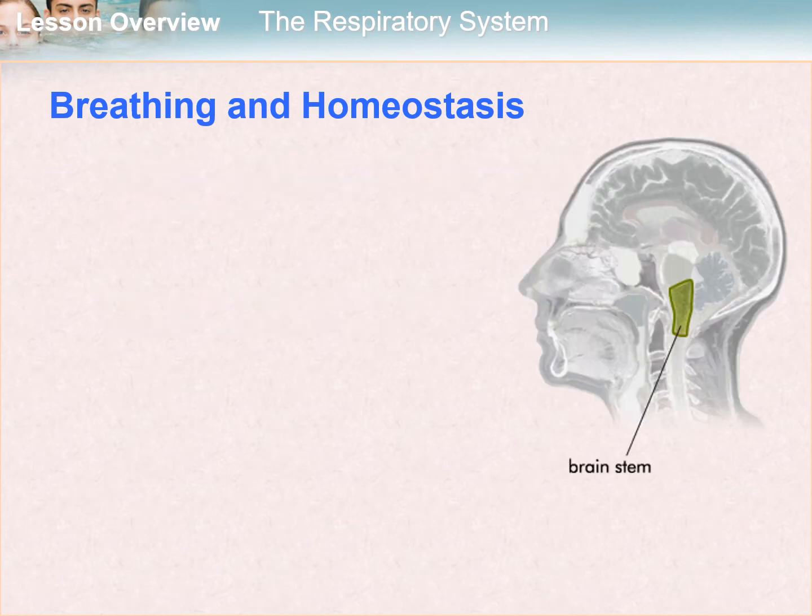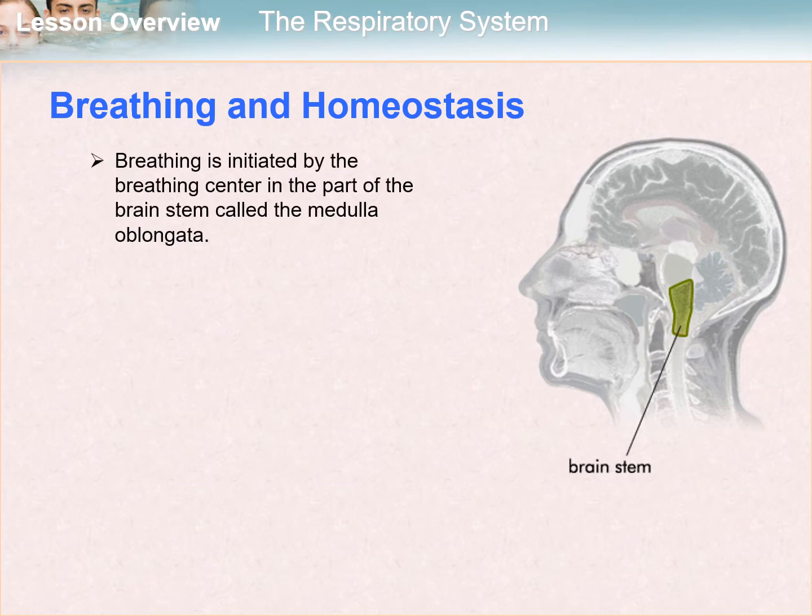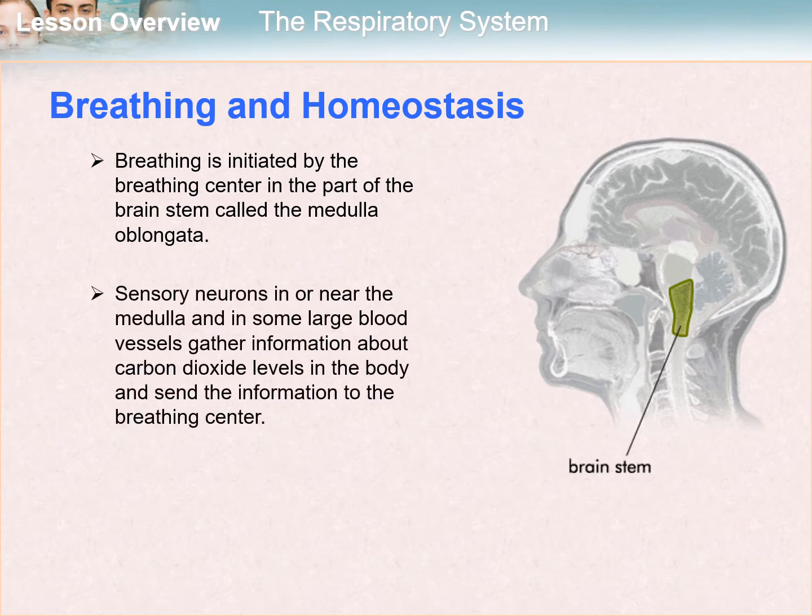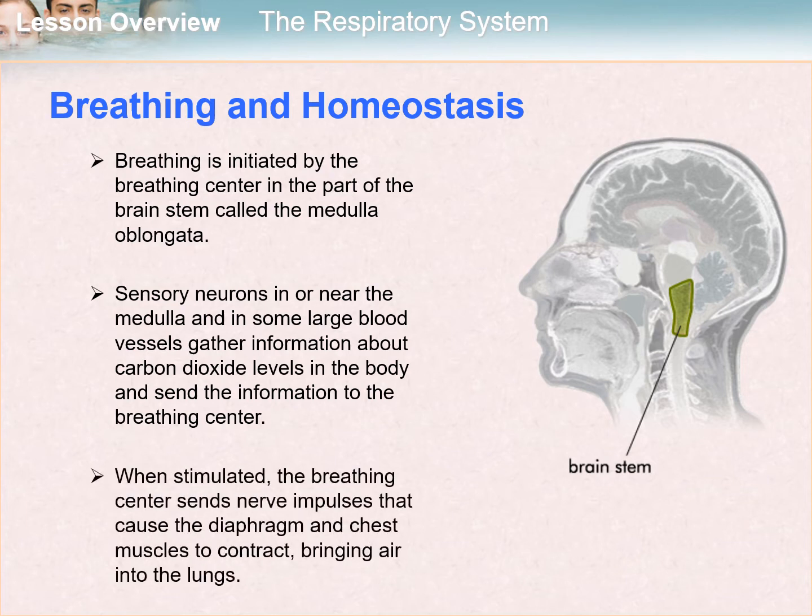Now, what part of the brain initiates breathing? Breathing is initiated by the breathing center in the part of the brainstem called the medulla oblongata. What happens here? The sensory neurons in or near the medulla and in some large blood vessels gather information about carbon dioxide levels in the body and send information to the breathing center. When stimulated, the breathing center sends nerve impulses that cause the diaphragm and chest muscles to contract, bringing air into the lungs.